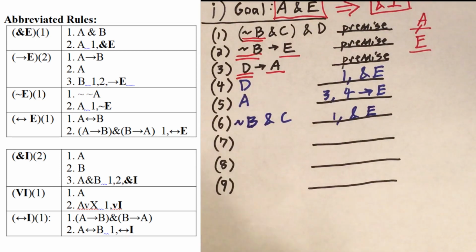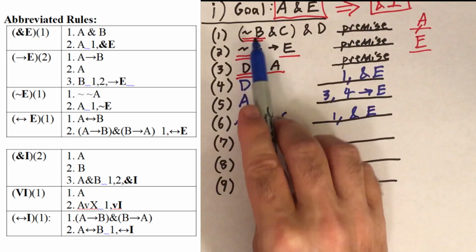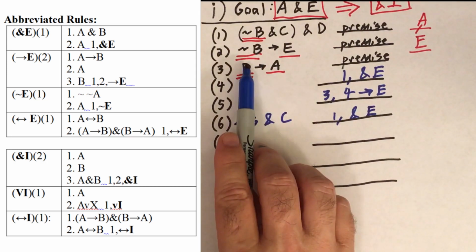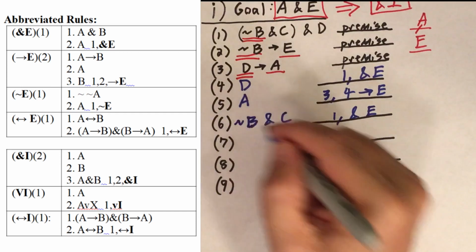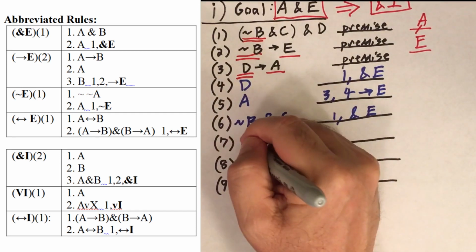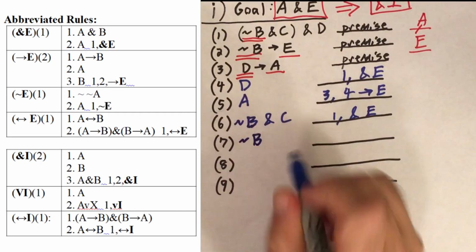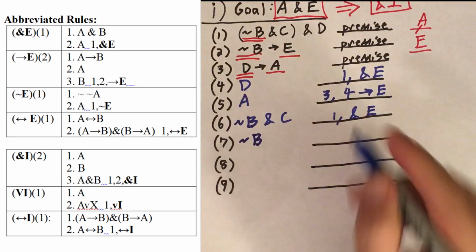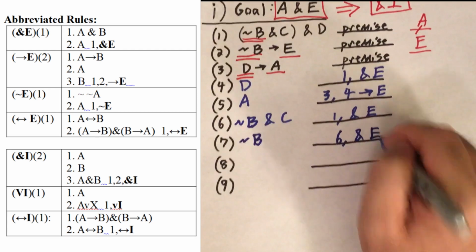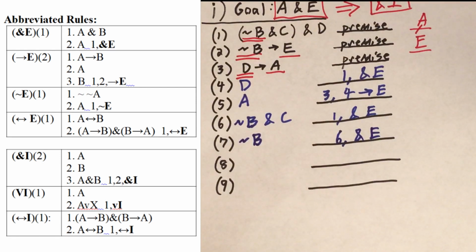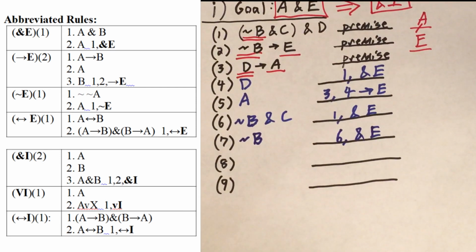Got it. What was I after? Negative B. Do you see it? I can take it from line 6. My sub-goal was to get negative B. I now have it by itself because I can take apart line 6. I took apart line 6 using an and elimination again. Good. Because I have negative B, that was my sub-goal.